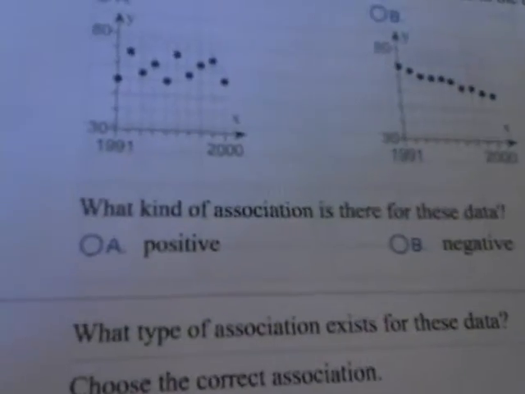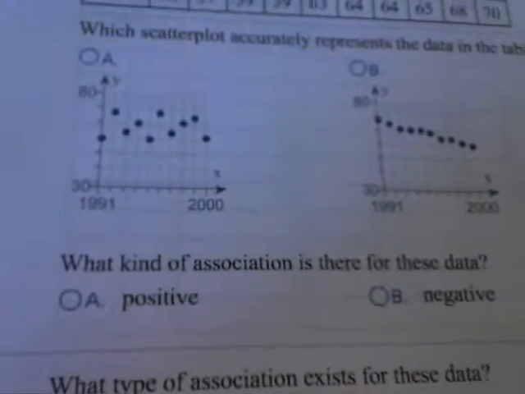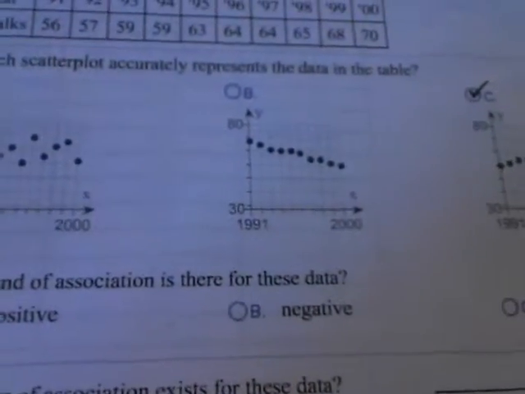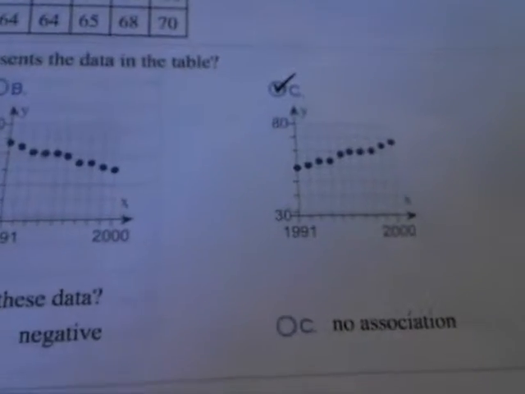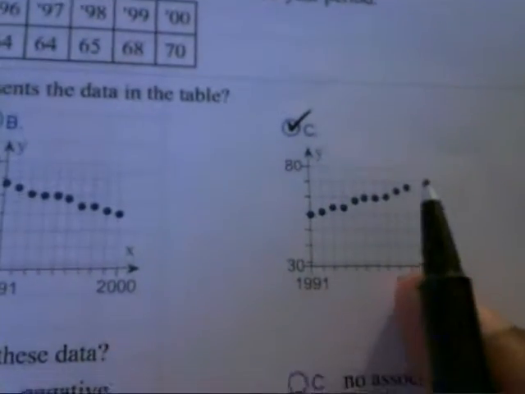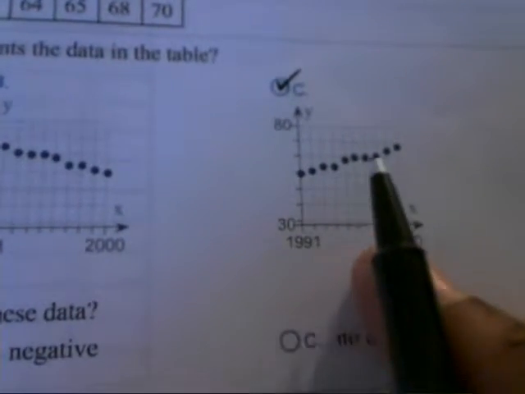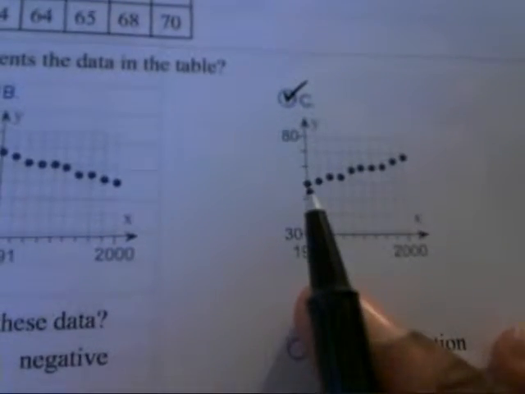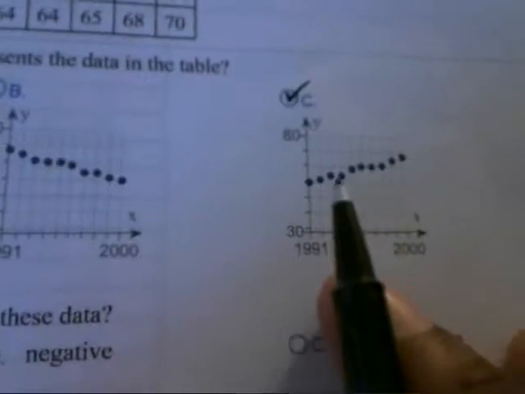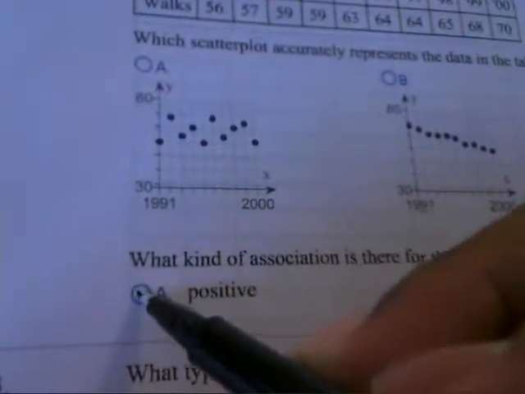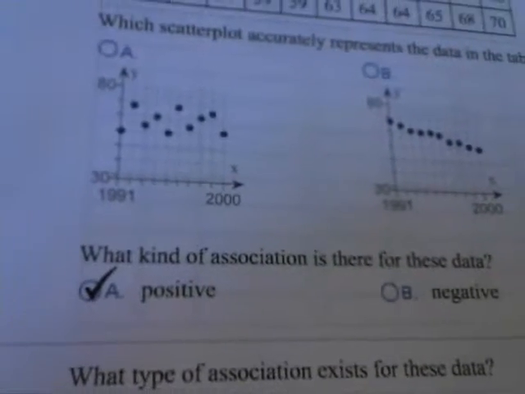Alright, and from that, we can find out what kind of association there is for these data. It's either going to be a positive association, negative association, or no association. Well, by looking at this graph in part C, we see that the dots are increasing from left to right. So here, this would represent a positive association for that particular graph in graph C.